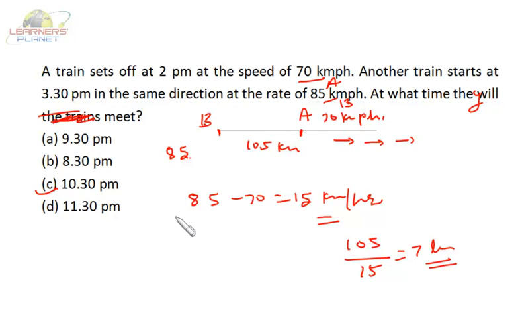Friends, the concept we are discussing over here is the relative speed concept when two bodies are moving in the same direction. In this case, the difference between their speeds, 70 and 85, that is 15 km per hour, is the relative speed. Or in other words, we can call it the gaining speed, that is the extra speed of B over A. So 15 km per hour is the gaining speed, that is, per hour B moves 15 kilometers more than A. Let's do more questions on relative speed now.